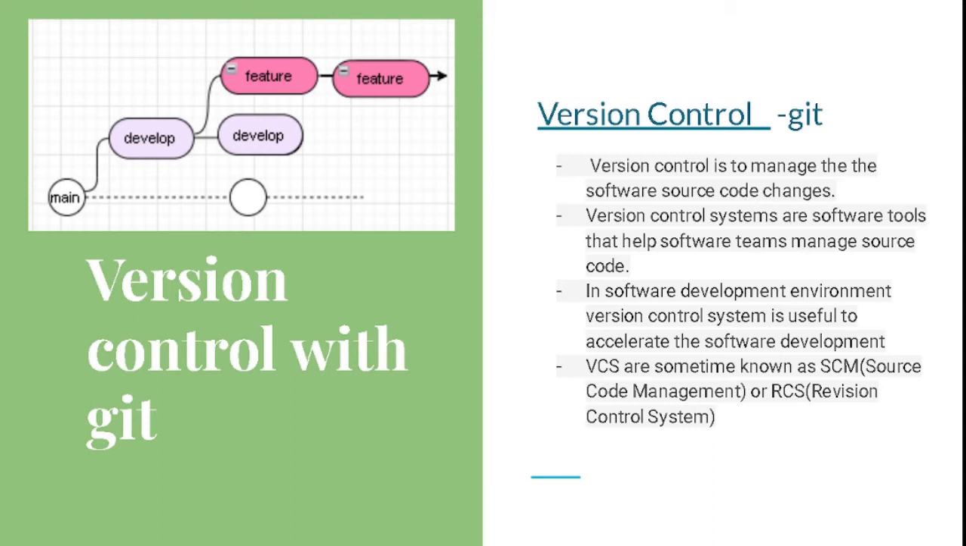VCS are sometimes known as SCM or RCS. Today what we are getting is Git, or VCS. Some time before, it was SCM, source control management. Also before SCM, it was RCS, revision control system. So slowly from RCS to SCM, then SCM to VCS, we have come to an improved version of the source code management system.